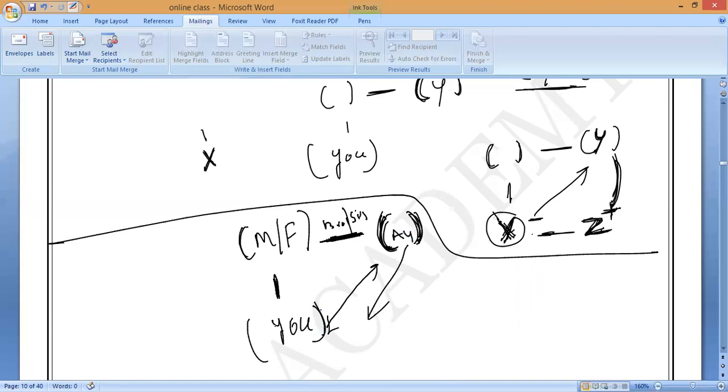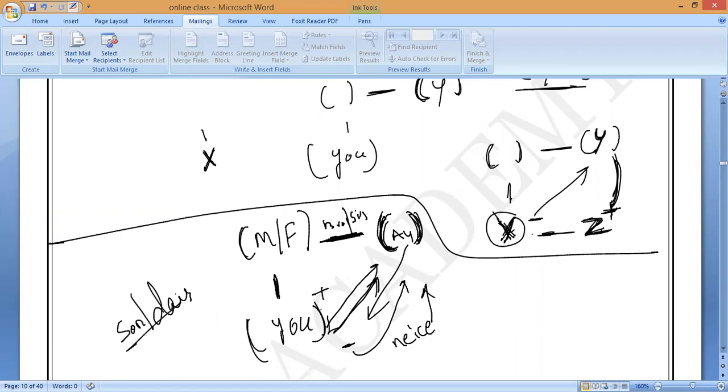Suppose you are male. Male means you are the nephew of your aunt, correct? You are the nephew of your aunt. Do you understand? Suppose you are female. Female means you are the niece of your aunt. Do you understand? Niece of your aunt. Any doubt? You and your aunt relation, you and your uncle relation. Okay, not sons, not daughters. Okay?